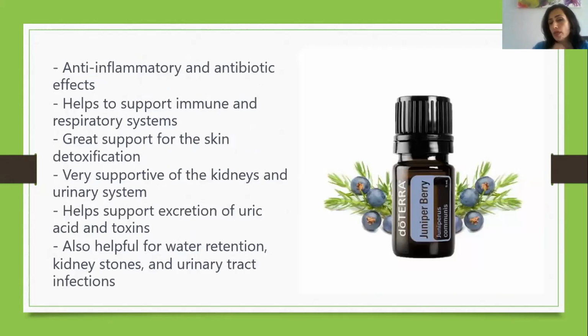Juniper berry is another one which is really good for detoxification. It has anti-inflammatory and antibiotic effect. It helps to support your immune system and respiratory system. It is a great support for skin detoxification. It is very supportive for kidneys and the urinary system. It helps get rid of excessive uric acid in the body, as well as other toxins. And it's helpful for water retention, kidney stones, and urinary tract infection. So that's a good one to include if you have any of those issues.